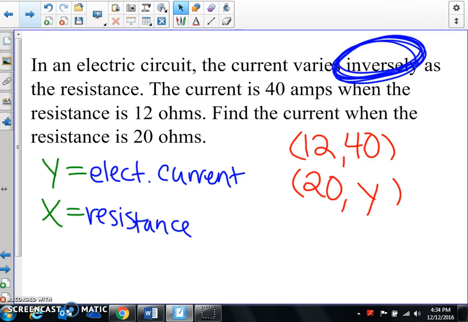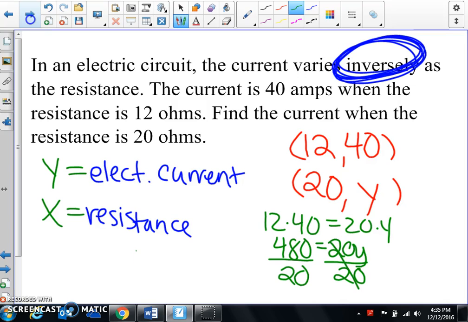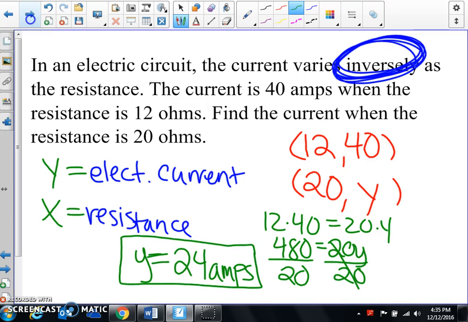For inverse, remember we multiply. So I'm going to do 12 times 40 equals 20 times Y. 12 times 40 is 480. And 20 times Y is 20Y. And now I divide both sides by 20. Y equals 24. And then we have to figure out, what was it? 24 is electrical current. And that's amps. That's an equals, not a negative.